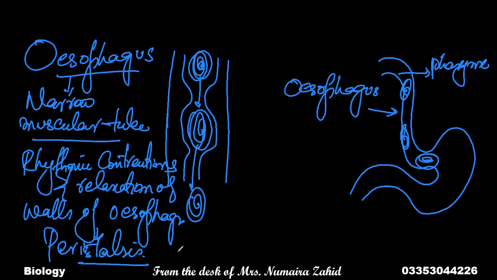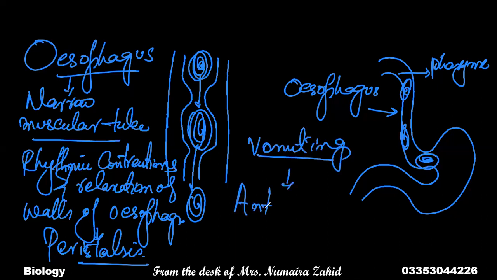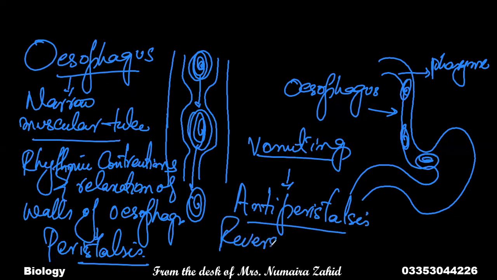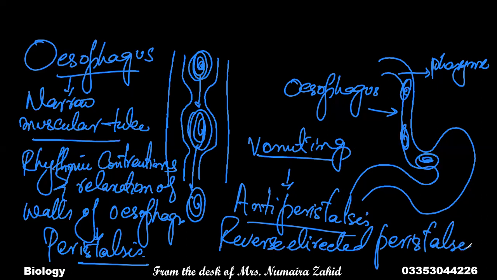Whenever this peristaltic movement is reversed, in the form of vomiting, this vomiting is due to anti-peristalsis. When peristalsis reverses its direction, this is reverse-directed peristalsis, due to which the stomach contents are vomited out or emitted through the mouth.